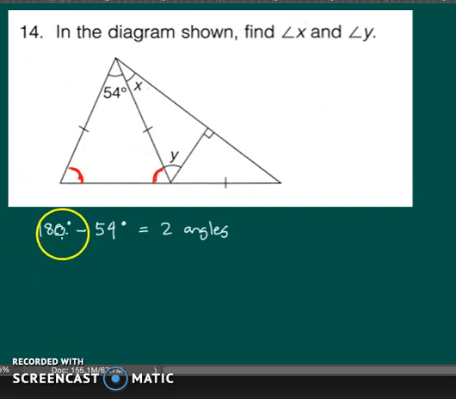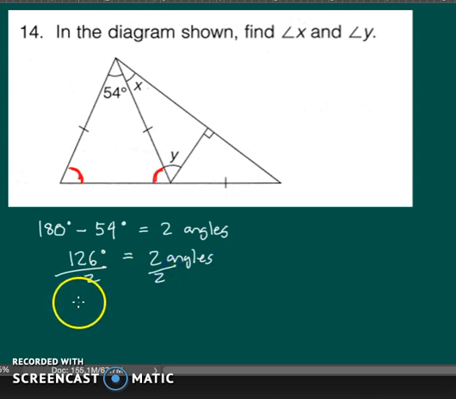Well, 180 minus 54 is 126, so together those two angles are worth 126 degrees. Two angles. If we divide by 2, we'll find out that they are worth 63 degrees each. So 63 degrees is awarded to each of these angles. So what am I going to find out next?